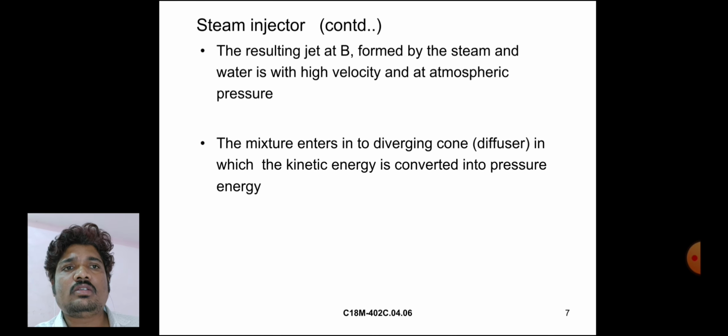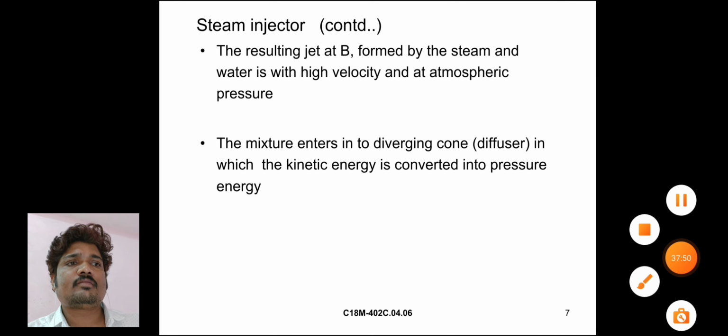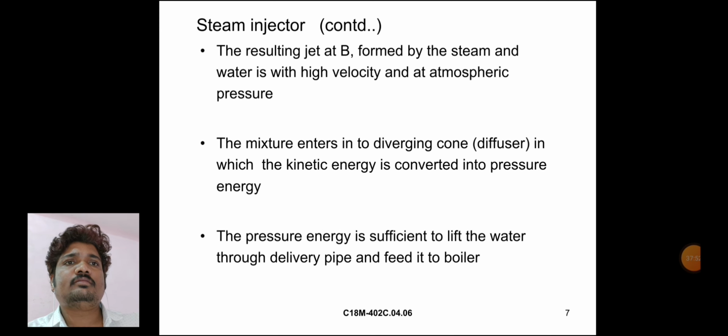The mixer enters into the diverging cone diffuser in which the kinetic energy is converted into pressure energy. The pressure energy is sufficient to lift the water through the delivery pipe and feed it to the boiler.